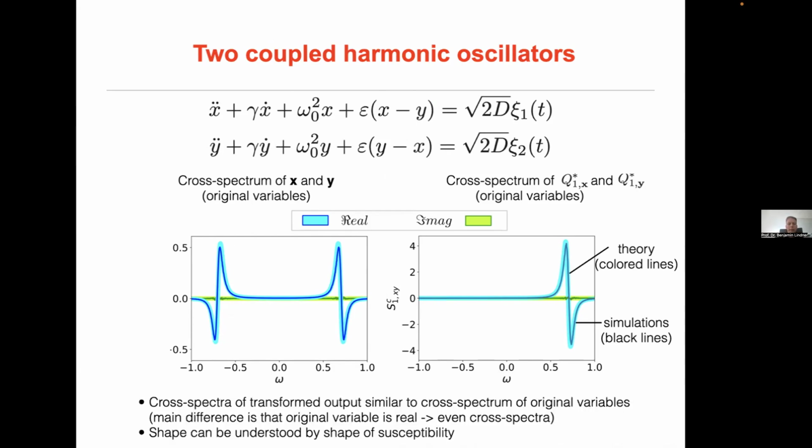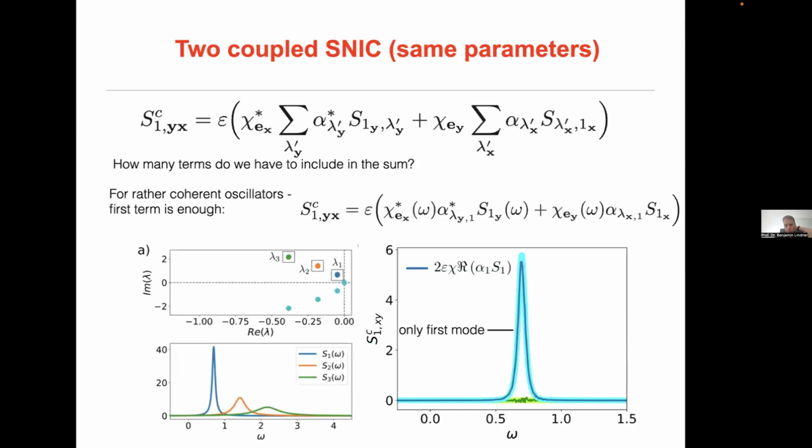So this is pretty similar. Of course, again, for harmonic oscillators, you can also calculate these cross spectra analytically. So it's not really a challenge here, but we see that the cross spectrum between Q1x and Q1y has similar information as the cross spectra of the original variables.